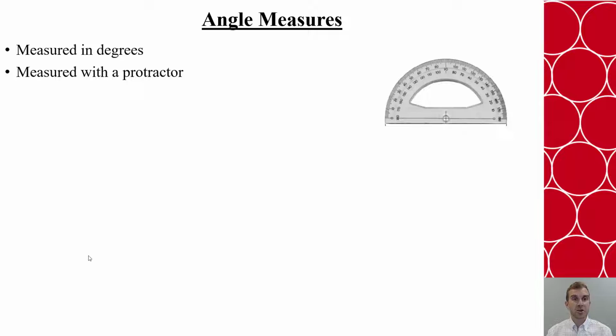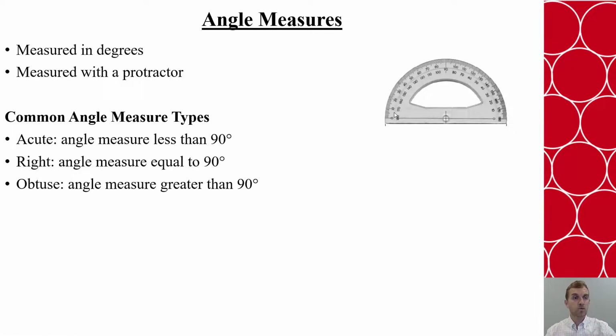Now, when we measure angles, we use a protractor and we measure in degrees. And we have to pay attention to how we use that instrument, and we'll go through that in class as well. We use common terminology for the angle types as we're measuring. Acute angles measure less than 90 degrees. Right angles measure exactly 90 degrees, and obtuse angles are always greater than 90 degrees.